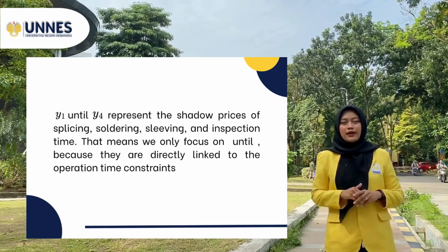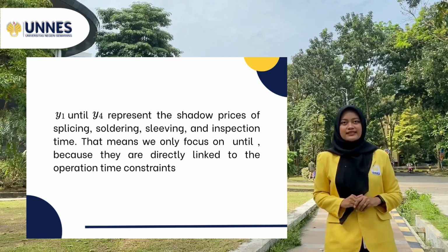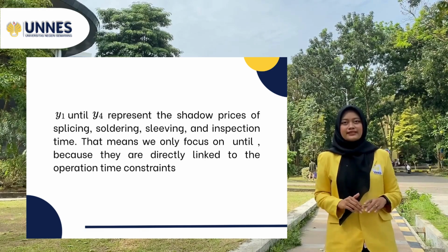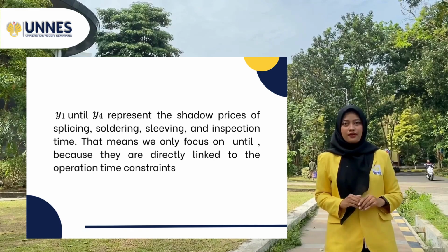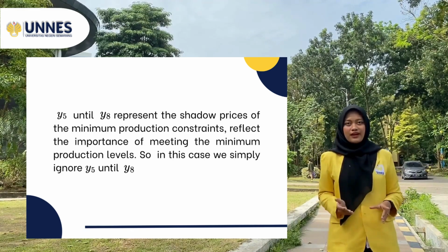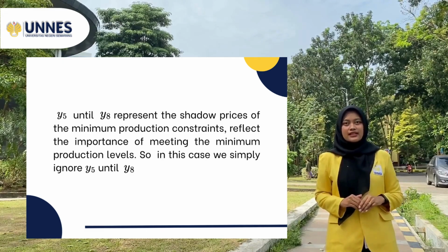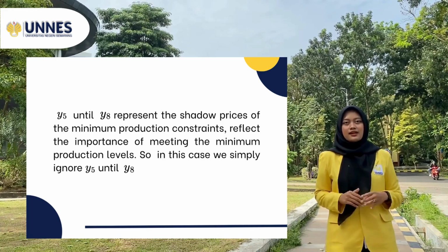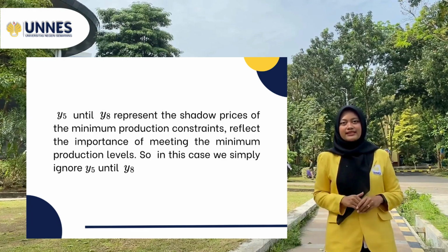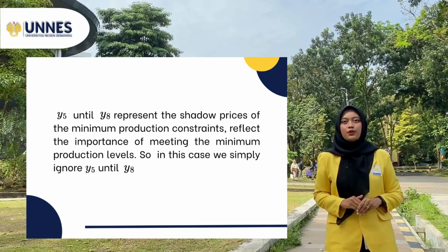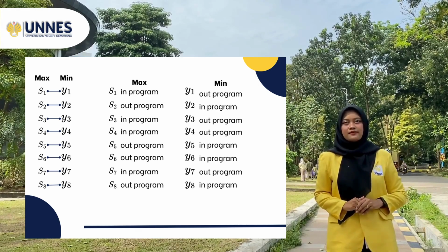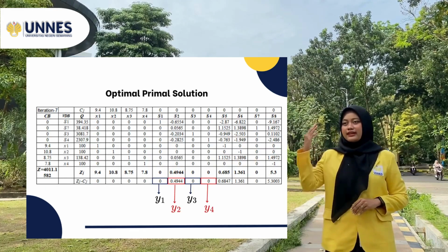In this model, Y1 until Y4 represent the shadow prices of splicing, soldering, sleeving, and inspection time. That means we only focus on Y1 until Y4 because they are directly linked to the operation time constraints. Y5 until Y8 represent the shadow prices of the minimum production constraints, reflecting the importance of meeting the minimum production levels. So, in this case, we simply ignore Y5 until Y8. Therefore, the optimal dual values can be directly observed from the final primal table. You can see here.